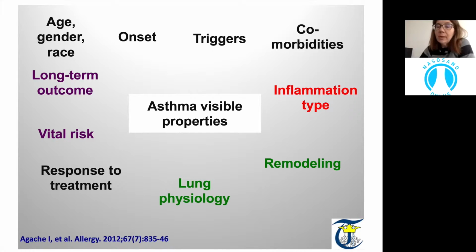And last but not least, we assess the type of inflammation. We have two types of inflammation in asthma, which are eosinophilic and non-eosinophilic. Non-eosinophilic has different subtypes. It can be neutrophilic, paucigranulocytic with few inflammatory cells, or macrophages present.